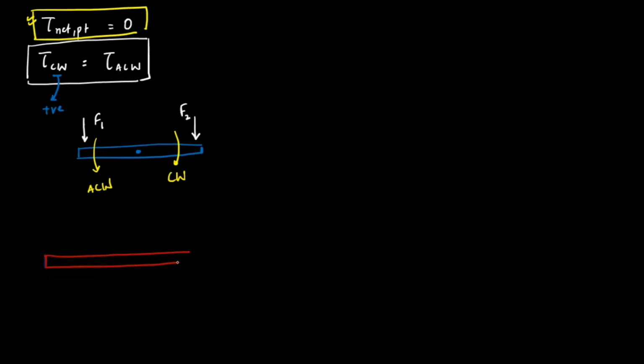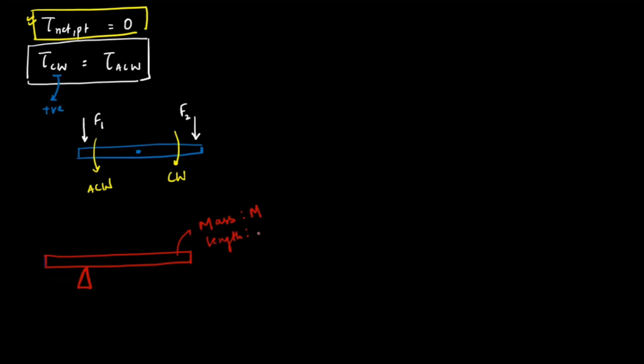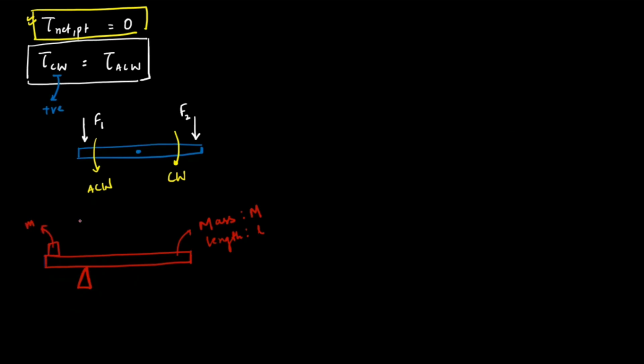Suppose there is a rod of capital M mass. There is a hinge point, you can assume. Also, it is given that the length of this rod is L. And at this point, we kept a small mass M, which is at L by 4 distance.